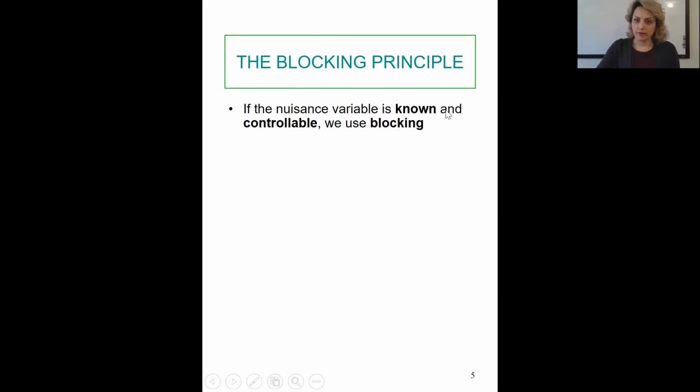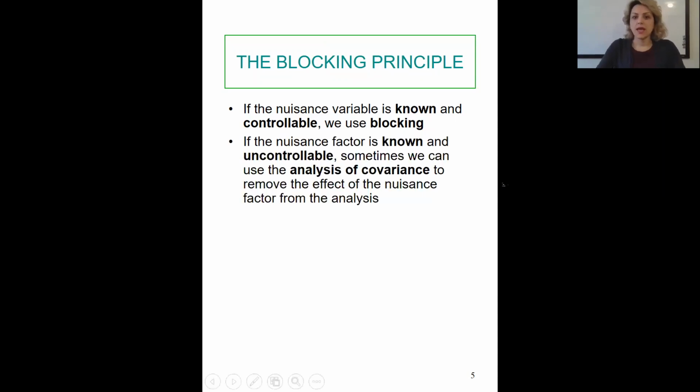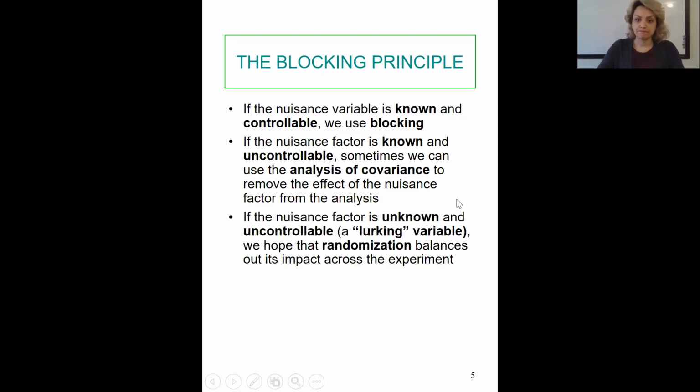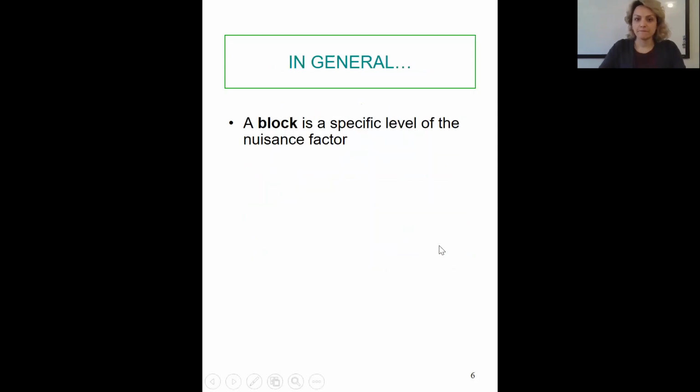If the nuisance variable is known and controllable, we use blocking. These are principles. If it's known and uncontrollable, sometimes we can use the analysis of covariance to remove the effect of these types of factors from the analysis. But if the nuisance factor is unknown and uncontrollable, like for example a lurking variable, we would hope that the randomization balances out the impact across the experiment.